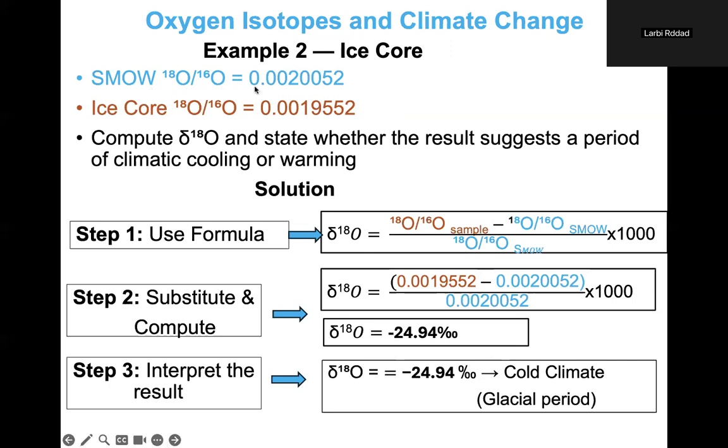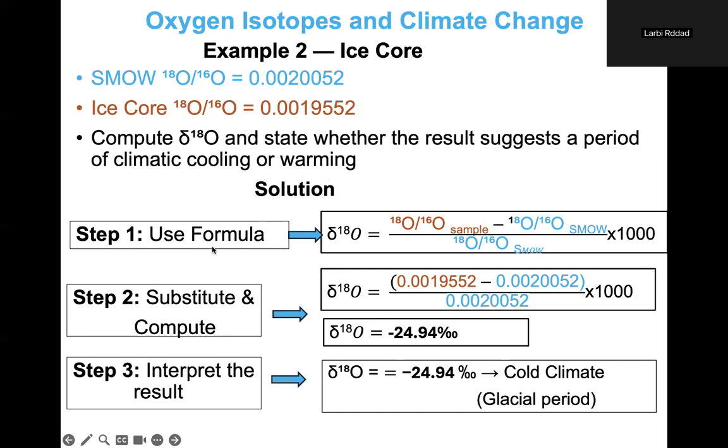So again, same thing. The standard for mean ocean water is this value right here in blue. The ice core is this value right here. Basically, scientists drill all the way down and get the ice core, and they analyze the oxygen isotopes in them. The question asks you to compute delta O18 and state whether the result suggests a period of climatic cooling or warming.